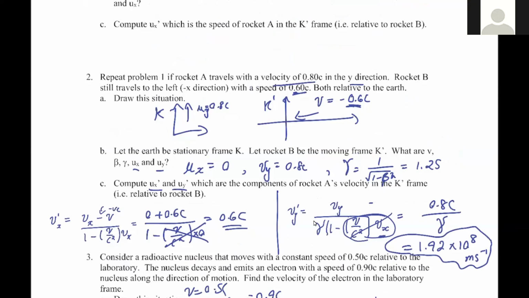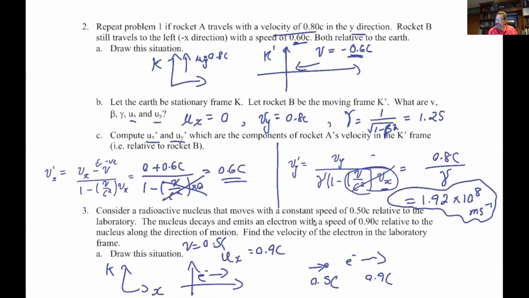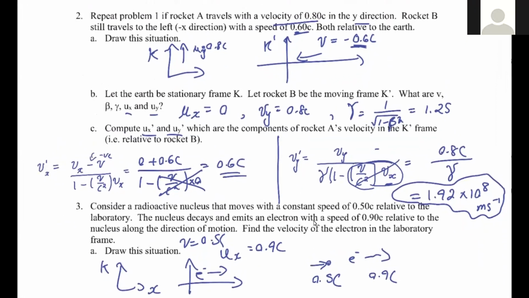It's true. So Max just had a question, which is interesting. This is obviously in the prime frame. But we were like, if the rocket is going up, in the K frame its speed in the X direction is 0. But why does it have a velocity in the prime frame? Why is the y direction dependent on the x velocity? Yeah, that's an interesting question.